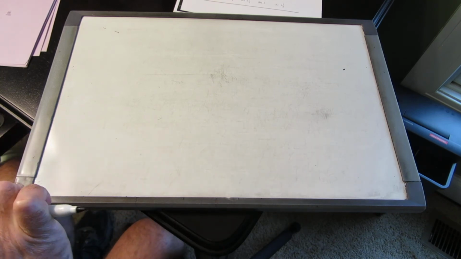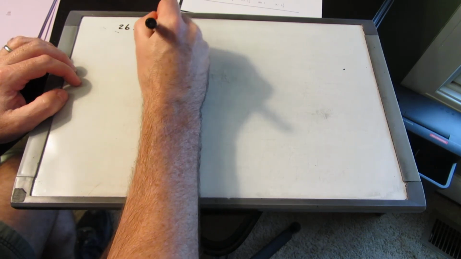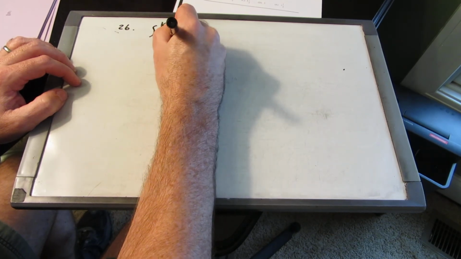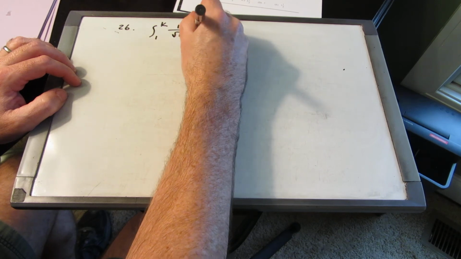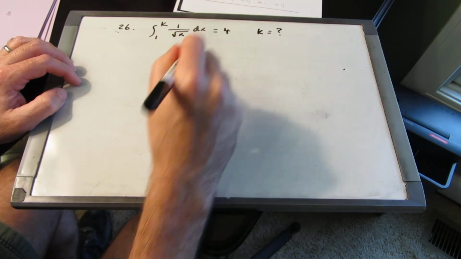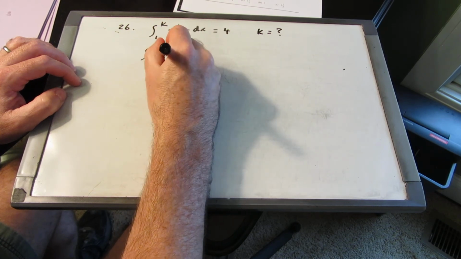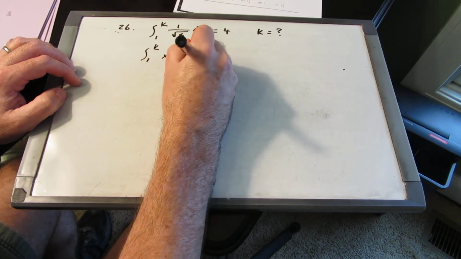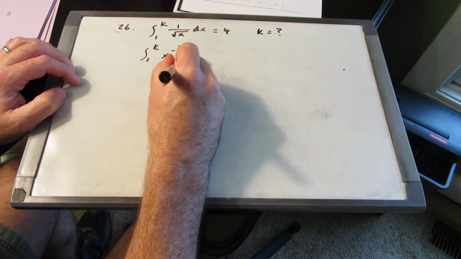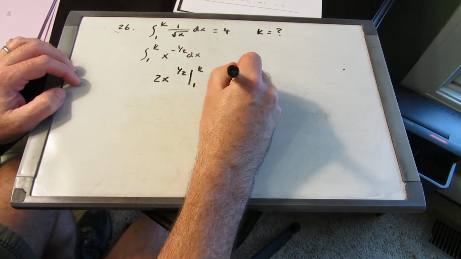It's not too hard. We didn't do a whole lot like this, but it reads, we have from 1 to k, so just have a constant there, of 1 over the square root of x dx is equal to 4. And we want to know, what is k equal? Okay, well, let's rewrite that 1 over the square root of x as x to the minus 1/2. Okay, so if we integrate that, that's going to be 2x to the 1/2. And we're going from 1 to k, and that's equal to 4.